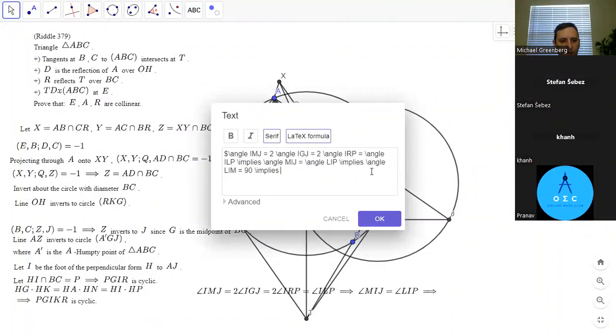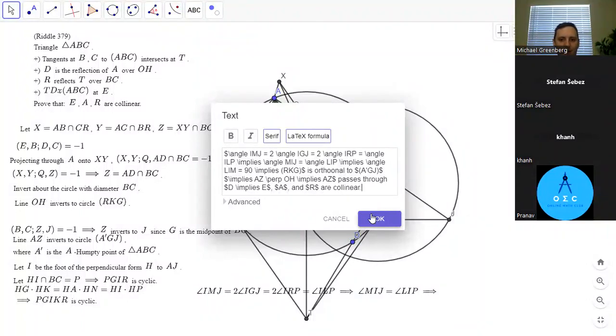And that means that the circle RKG is orthogonal to A'GJ. That implies that AZ is perpendicular to OH, and that implies AZ passes through D. Passes through D. And that implies E, A, and R are collinear. Took me a while to understand, but it's very, very cool.